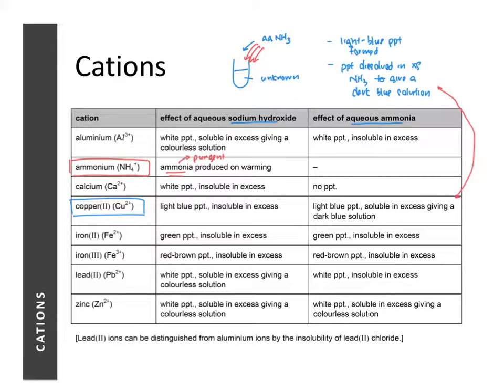Now, still on the test for ammonium ions, you notice that we don't add aqueous ammonia to test for ammonium ions, because it doesn't make sense, because aqueous ammonia will produce ammonium ions in solution. So it makes no sense to add something that will produce the ions to test for the ion.